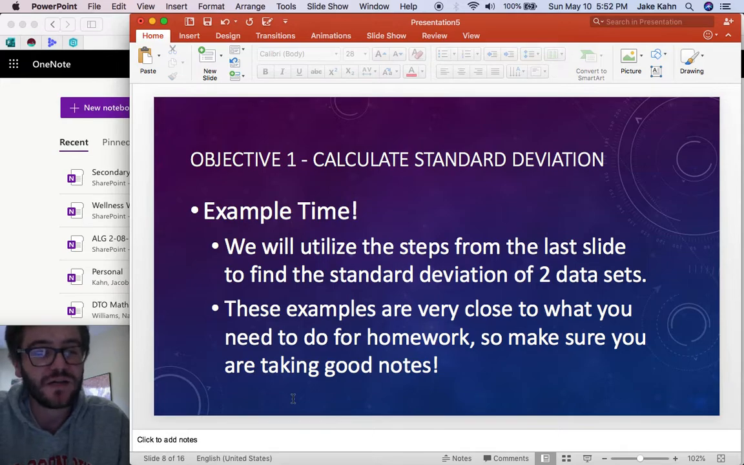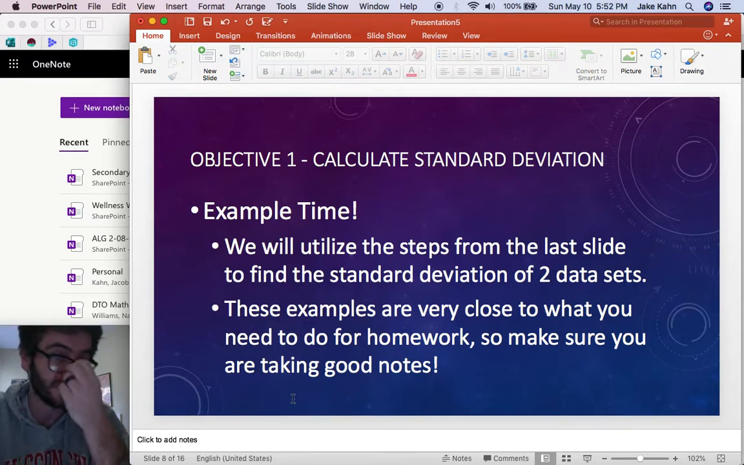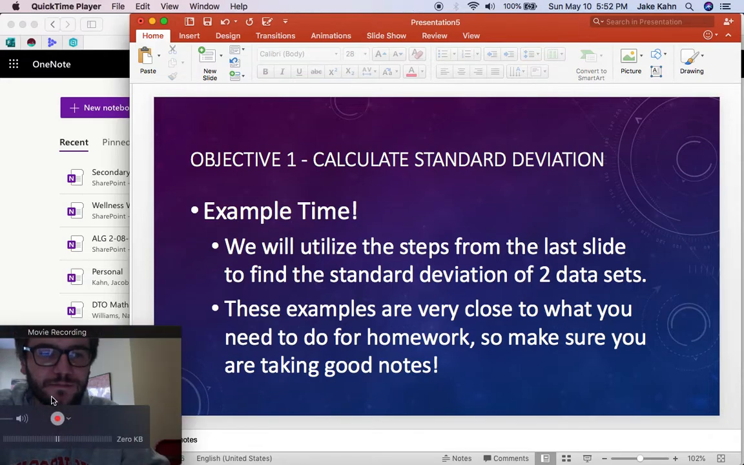All right, so we are ready for examples since we have those steps. We're going to utilize those steps for 2 data sets. They are very close to what you'll see on Khan Academy, so make sure you're taking good notes. All right. Example number 1.